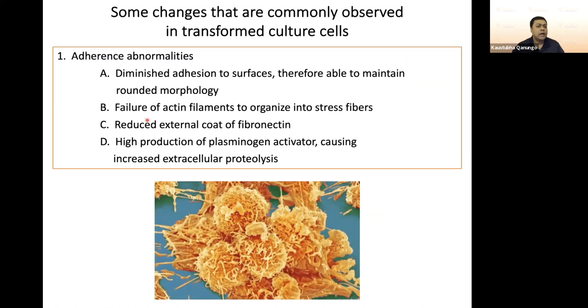This is another thing, where you have an in-between line. I highly suggest that you definitely underline this and remember it. What are the adherence abnormalities? There will be some questions which are kind of difficult in-between lines. It's not difficult, but it is easy to miss. One is the reduced external coat of fibronectin.